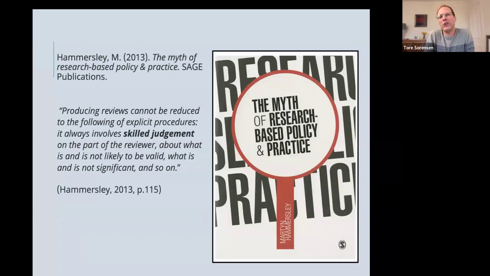A key point of what I'm going to talk about is really the need for what Martin Hammersley called skilled judgment. You can often get the impression when you look at instructions for conducting literature reviews that it's a checklist with boxes to tick off. And yes, there are procedures, there are stages that are very useful and important to think about, but conducting reviews also involves skilled judgment by the researcher, by the student. When you conduct literature reviews, that's absolutely fundamental in my mind to keep in mind.